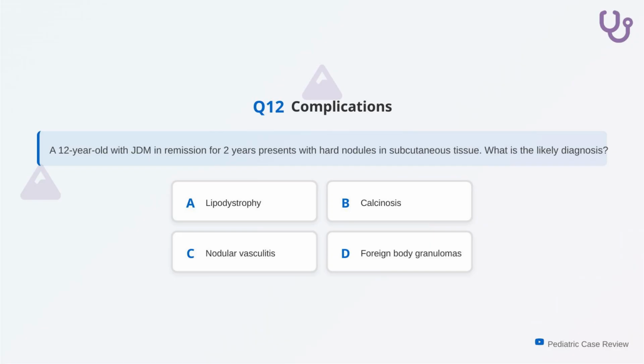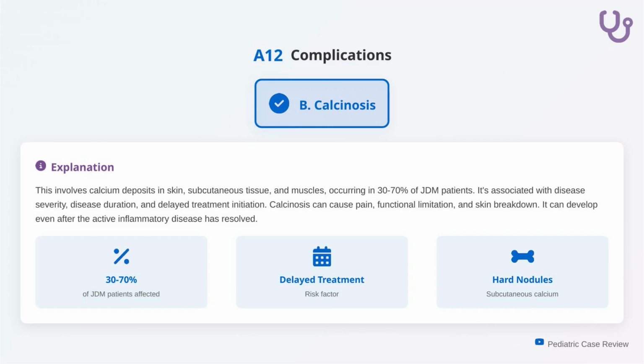A 12-year-old with juvenile dermatomyositis in remission for 2 years presents with hard nodules in subcutaneous tissue. What is the likely diagnosis? A. Lipodystrophy. B. Calcinosis. C. Nodular vasculitis. D. Foreign body granulomas. The correct answer is B.